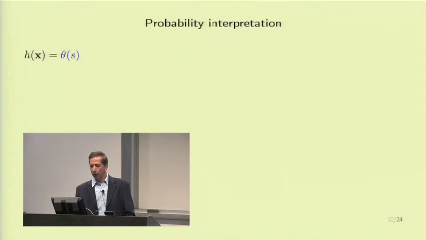So we have the model. The model is you take the linear signal, pass it through this logistic function, and that will be your value of the hypothesis at the x that gave rise to that signal.